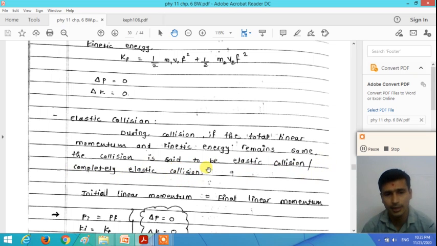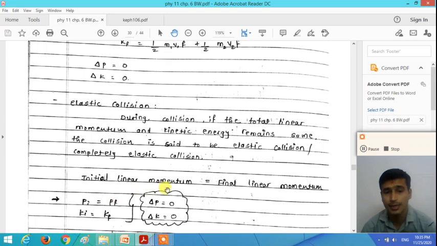So in the completely elastic collision, the initial linear momentum is equal to the final linear momentum, or we can say that the initial kinetic energy is equal to the final kinetic energy. So if the linear momentum before the collision and after the collision are the same, we can say that the collision is a completely elastic collision. And both things, not only the linear momentum but also the kinetic energy before the collision and the kinetic energy after the collision, are the same.